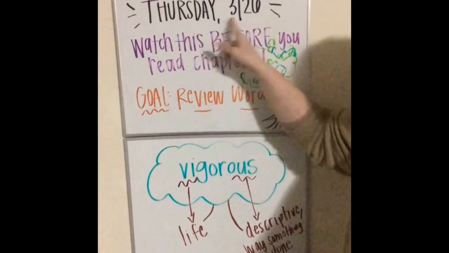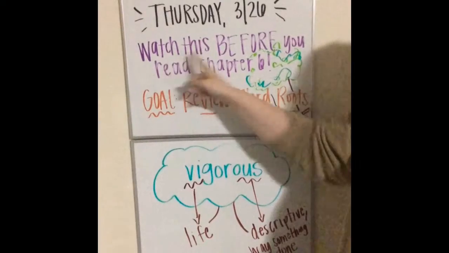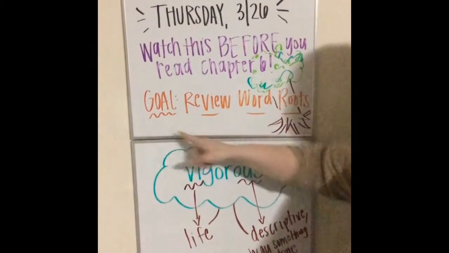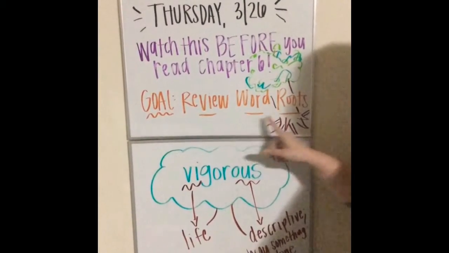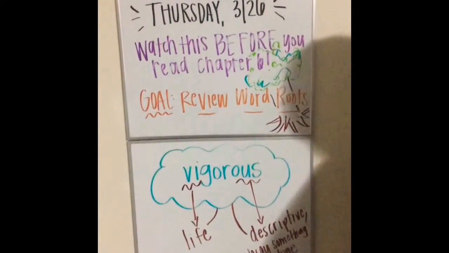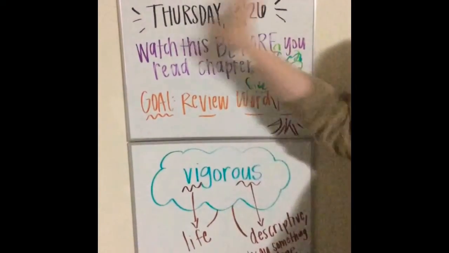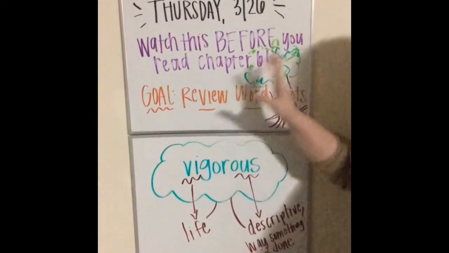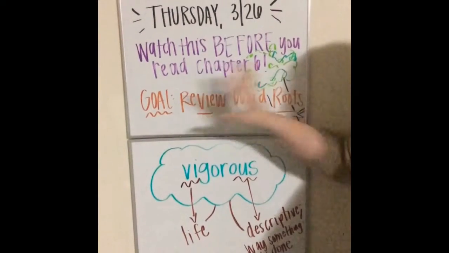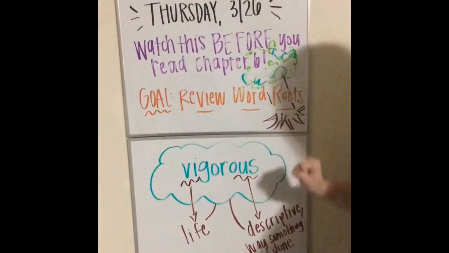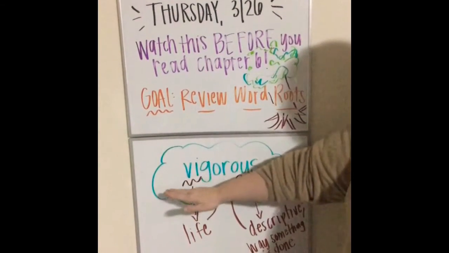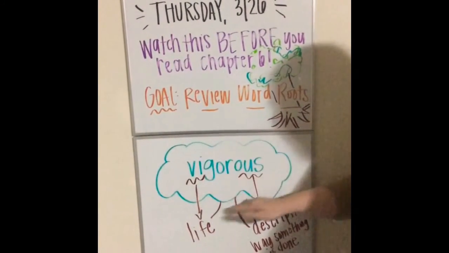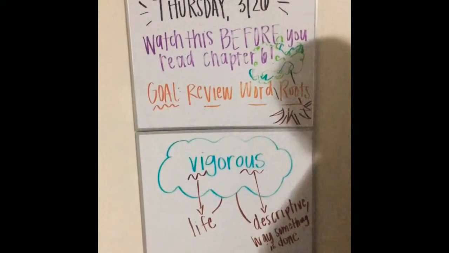Today is Thursday, March 26th, and you should be watching this video before you read Chapter 6. Our goal for today is to review word roots. As we go into Chapter 6, the vocab gets a lot trickier. So what I want to do is give you some skills to look at that difficult vocab in Chapter 6 of Frankenstein. I'm going to show you how to do some word math to break down these more difficult words you might find in Chapter 6.